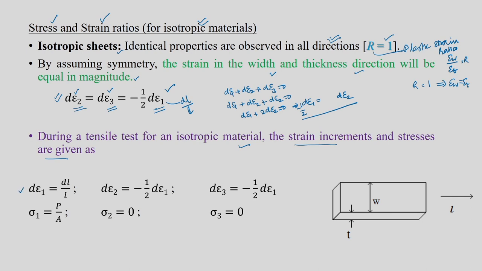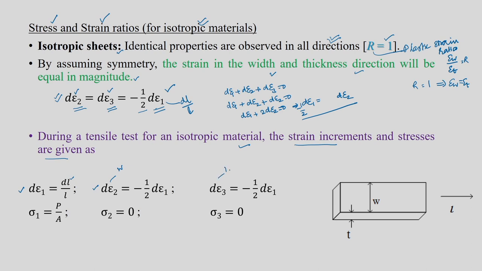Your d epsilon 1 will be equal to dl by l, that is the original definition, there is no substitute for this. What is the meaning of dl? dl is the change in length divided by the original gauge length. If this is known, then you can get d epsilon 2 by this relationship: it is equal to minus half into d epsilon 1. And d epsilon 3, another principal strain increment, is also equal to minus half into d epsilon 1. Previously we wrote this in terms of width, that is fine, but now we are rewriting it in terms of d epsilon 1.